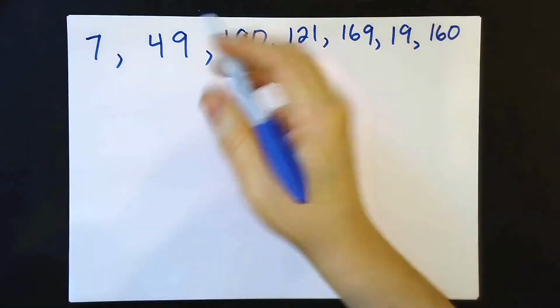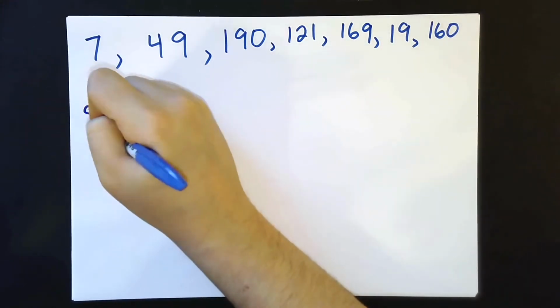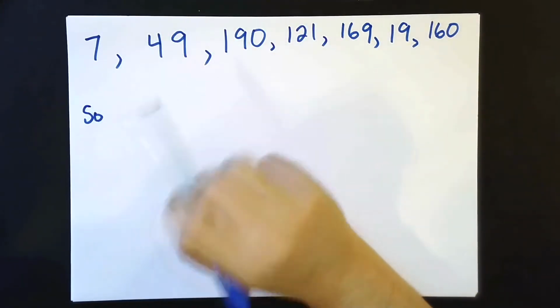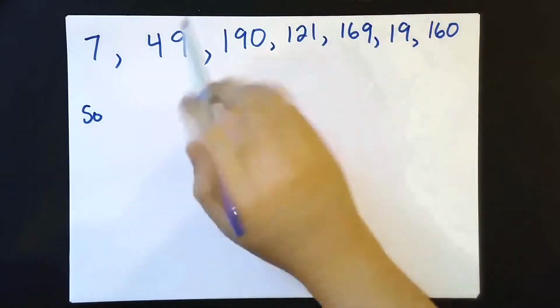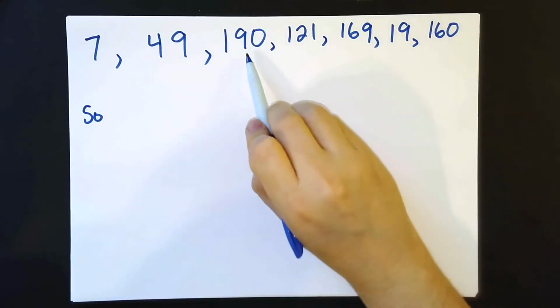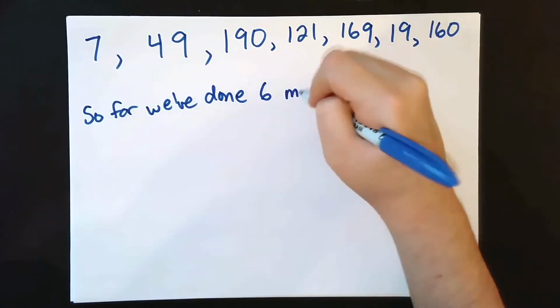Now, just to keep track, so far, we have done how many multiplications? And, well, the answer is 6. Each squaring is one multiplication. 7 times 7, 49 times 49, 190 times 190, and so on. So far, we've done 6 multiplications.